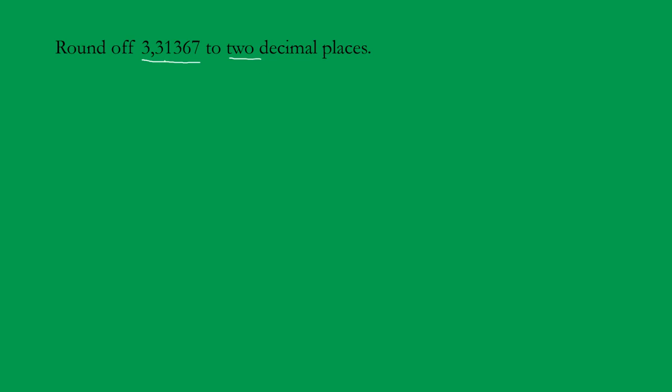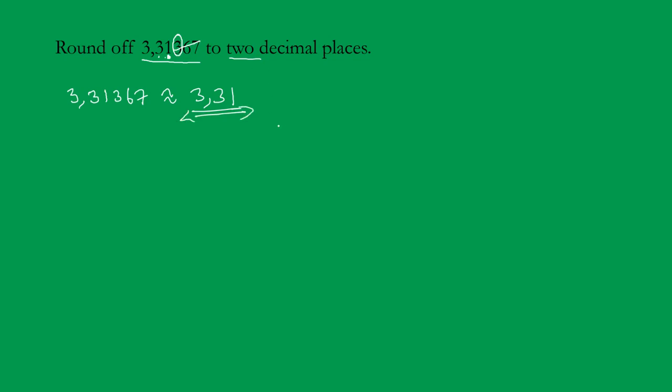So what you do, you count the number of decimal places after the comma that you want to round off to. So it means 1, 2. So it means we are here at 1. And then what you do, you look at the number to the right of this decimal place, which is 3. And then since this number is lower than 5, we drop the number and the numbers to the right of it. So it means all these numbers go, and then we say 3,31367 is approximately 3,31 when we round off to 2 decimal places.